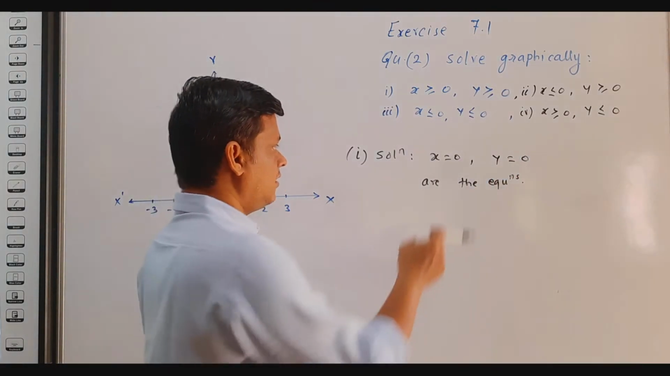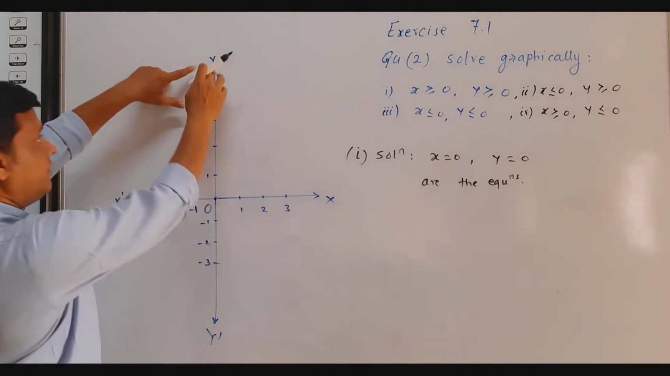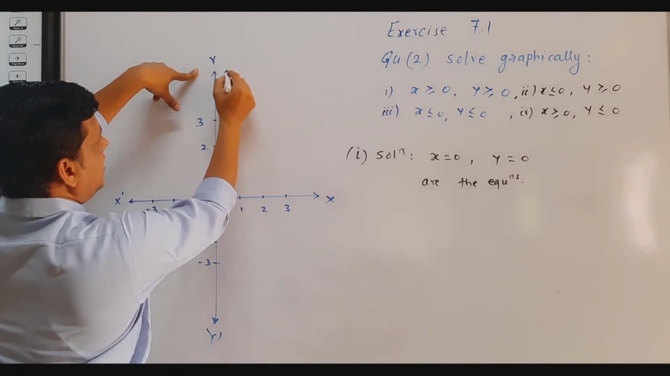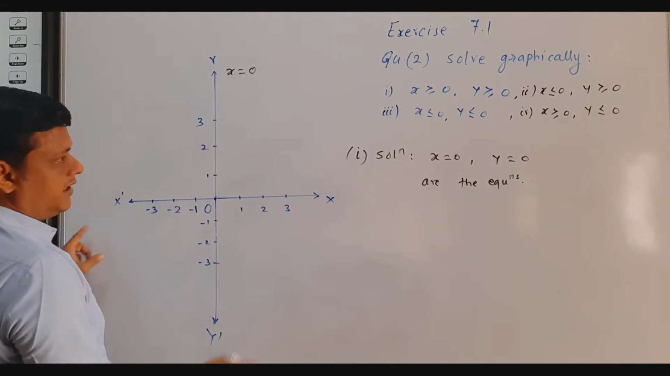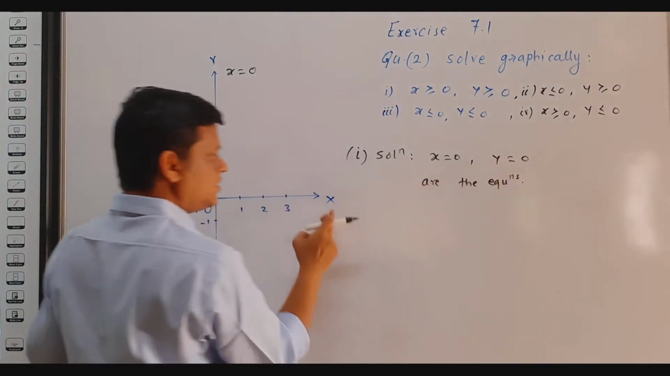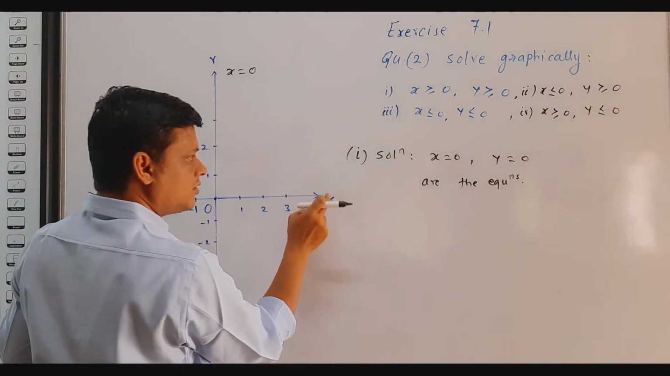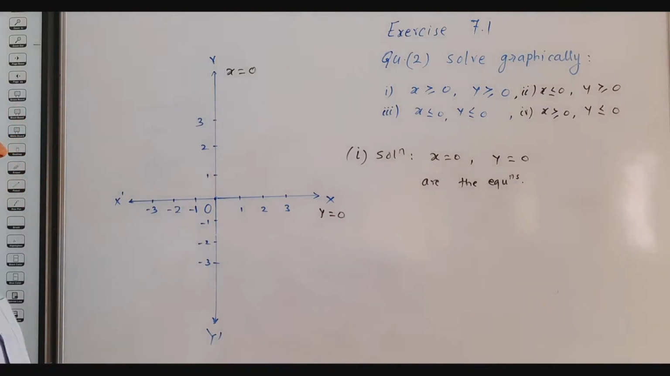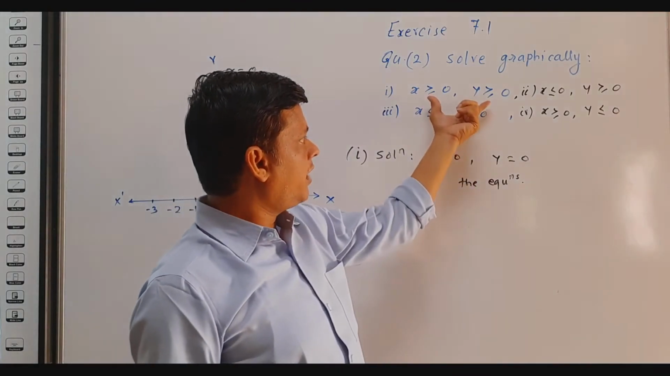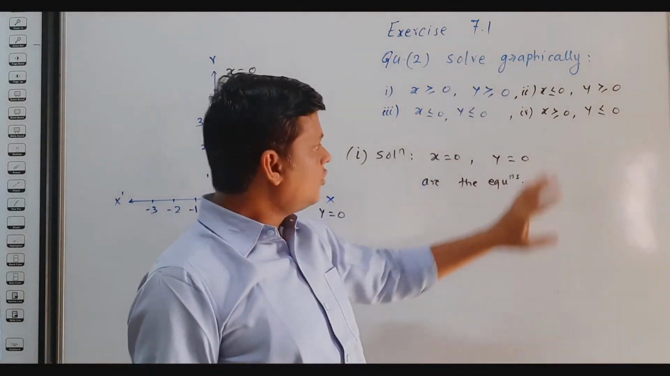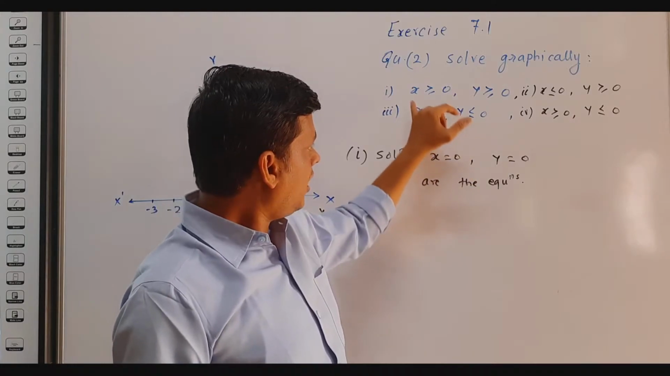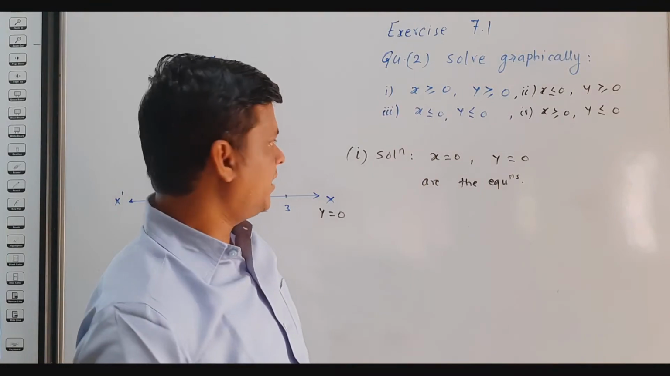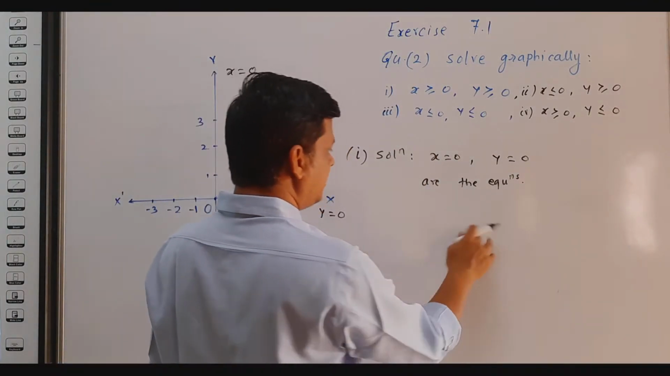So we know that x equals 0 is the equation of the y-axis. So we write the y-axis equation as x equals 0, and y equals 0 is the equation of the x-axis. So we write the equation of the x-axis as y equal to 0. Now we have to solve these two inequalities graphically. So first we solve for x greater than or equal to 0. Same procedure that we used in the previous example. So we check the point.